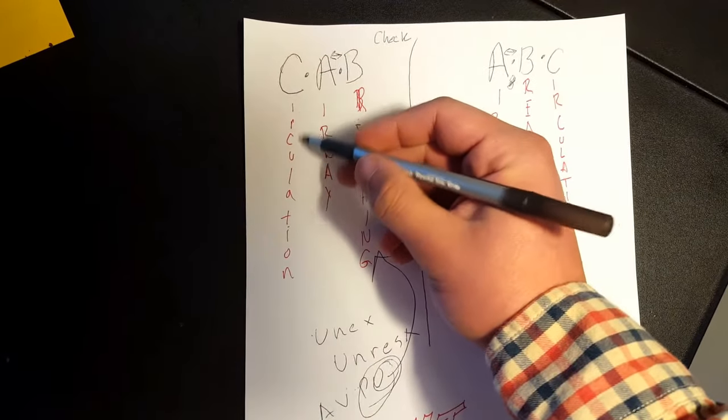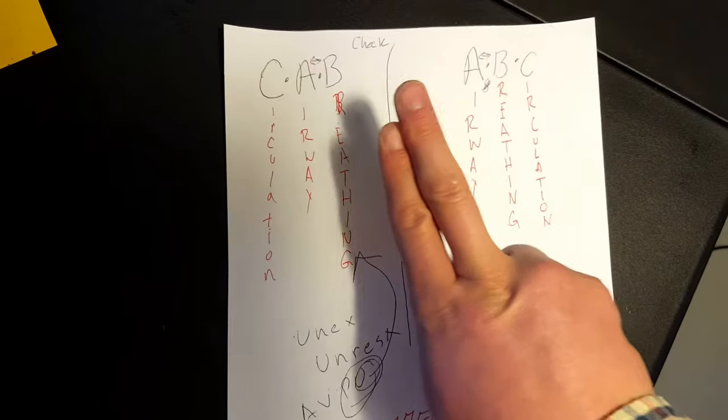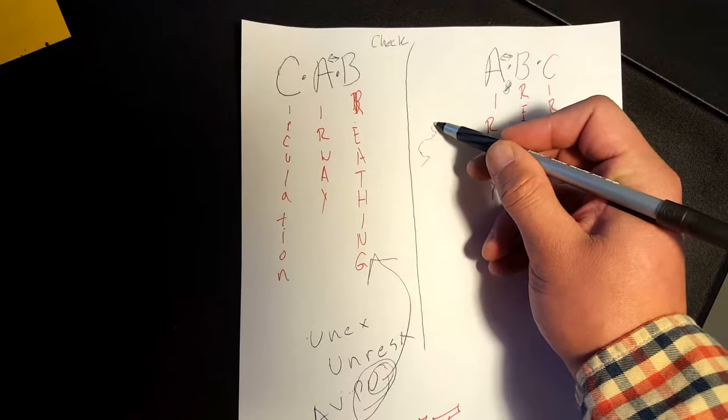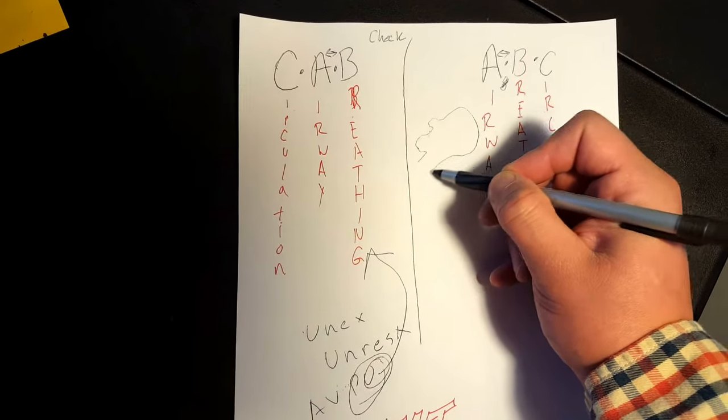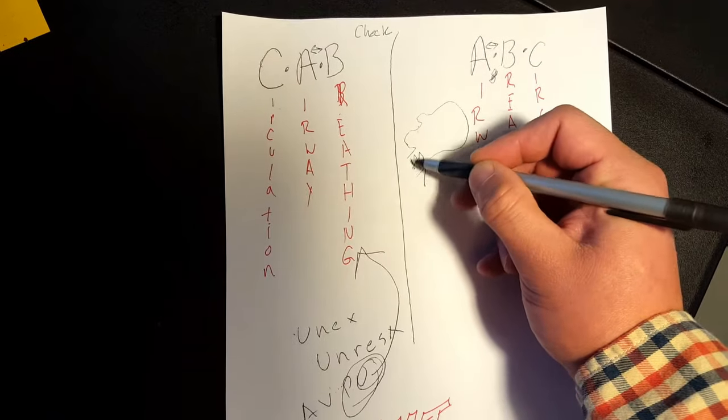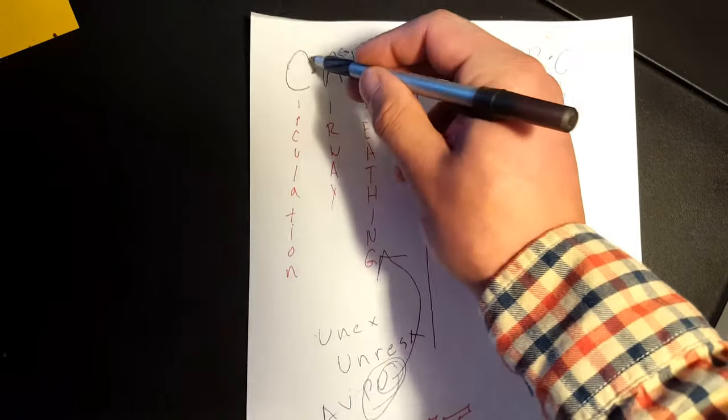Now, CAB sequence for circulation, you're gonna take a carotid pulse, all right? So this is the head right here of somebody. Let me see if I can do a decent-ish job. Sorry, I'm kind of in a hurry. The carotid pulse, you're gonna check right here, right? For a pulse on the neck. That's your circulation right there.